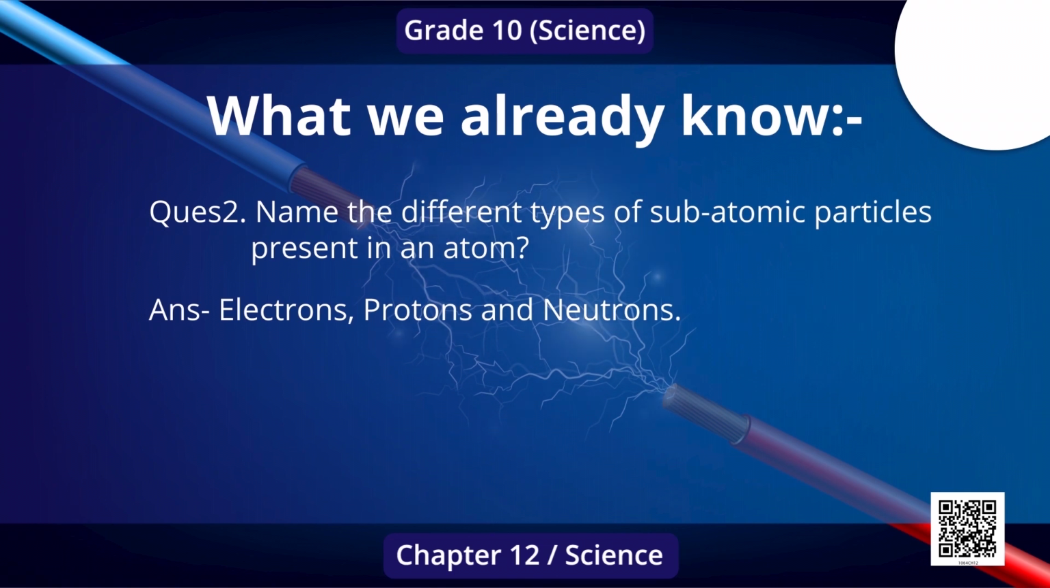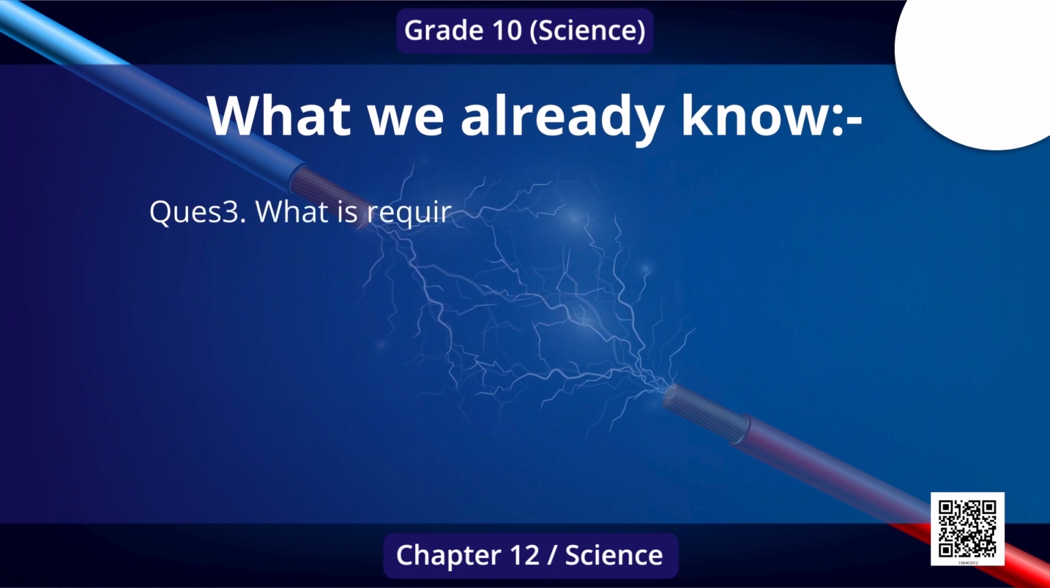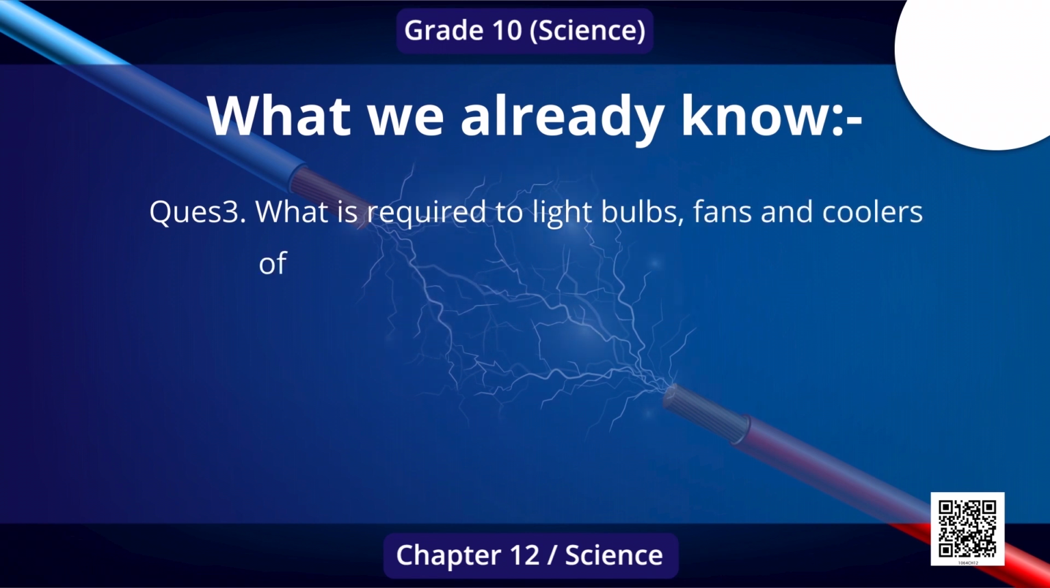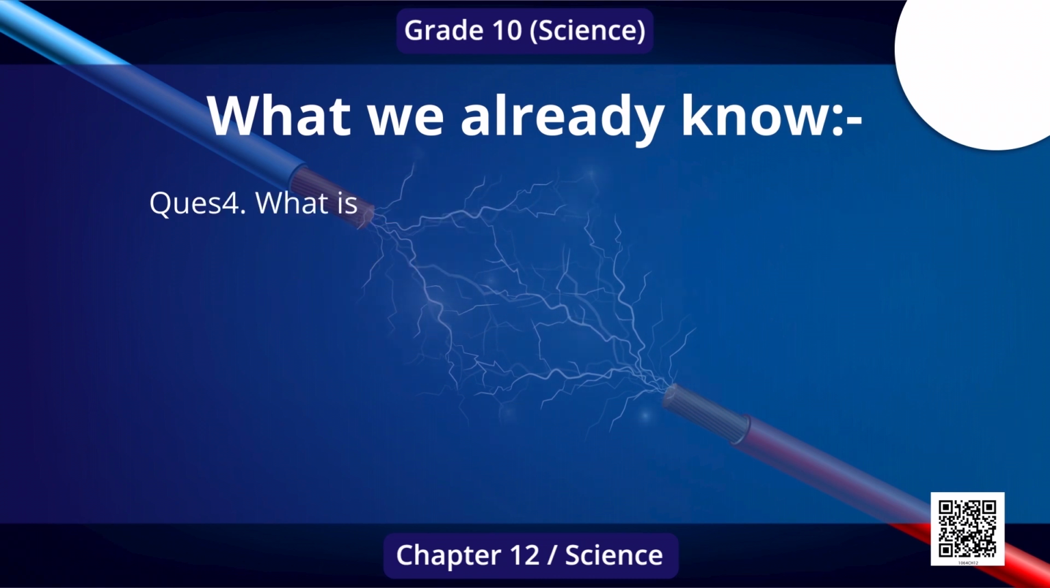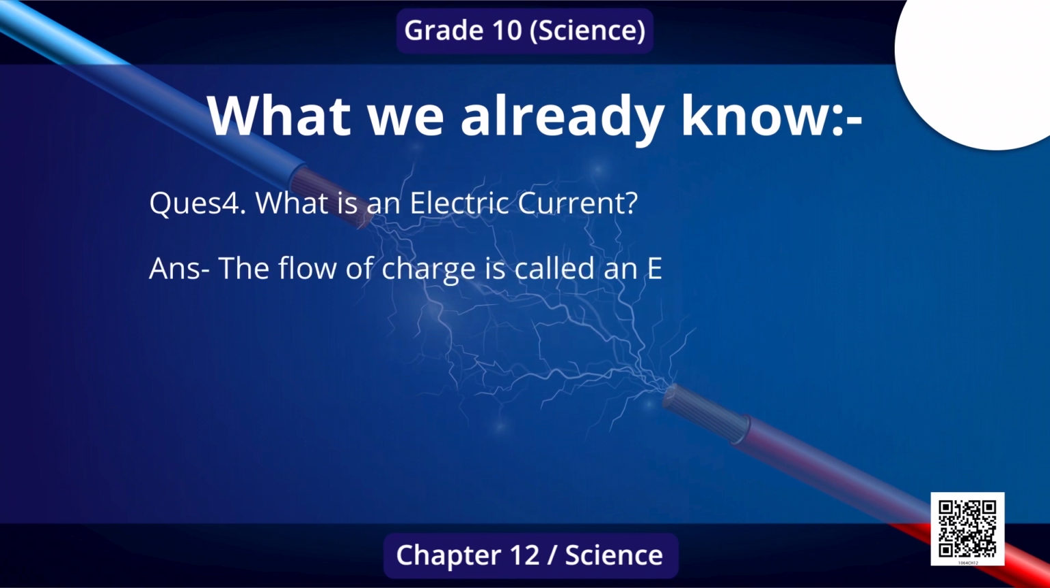The next question: what is required to light the bulbs, fans, coolers, etc. of your house? And the answer is electricity. Now, my last question for you children is that what is an electric current? Yes, the flow of charge is electric current.